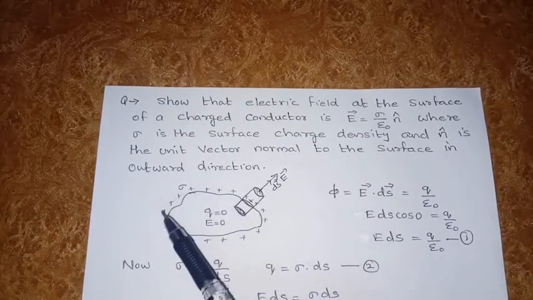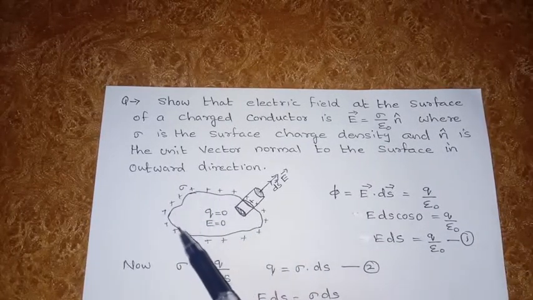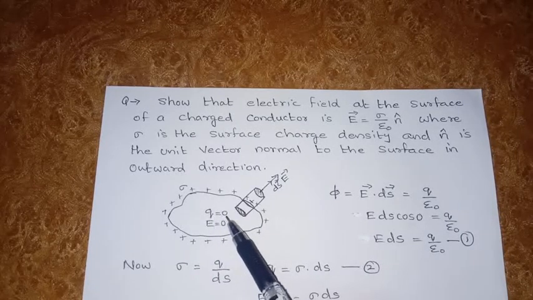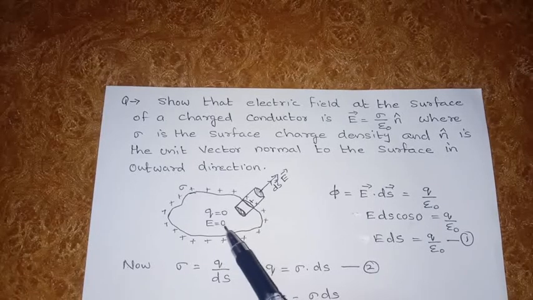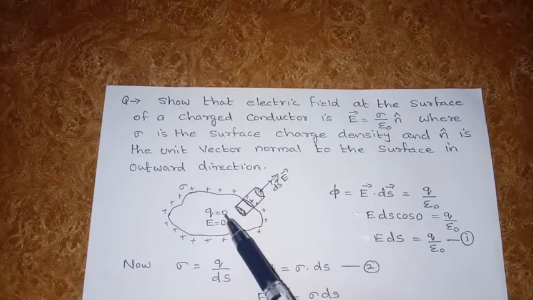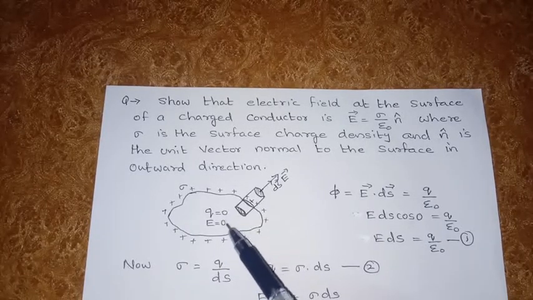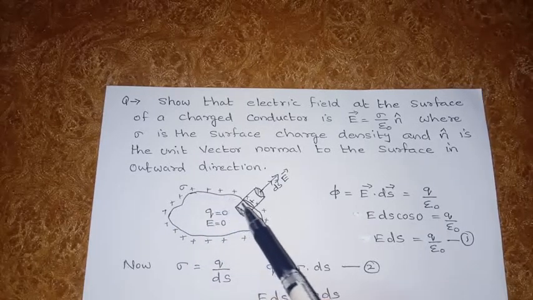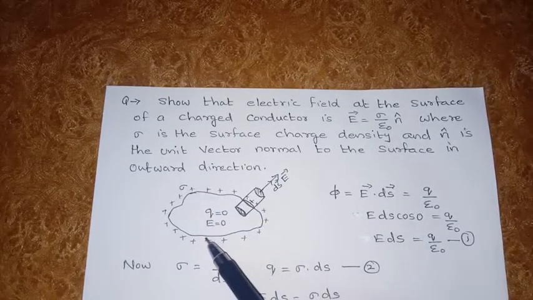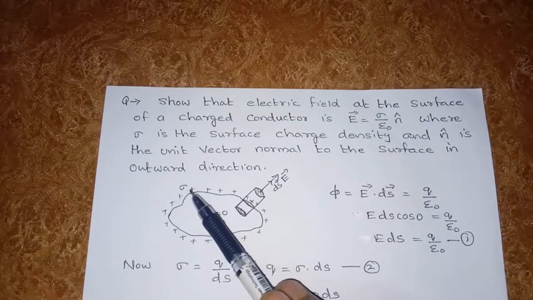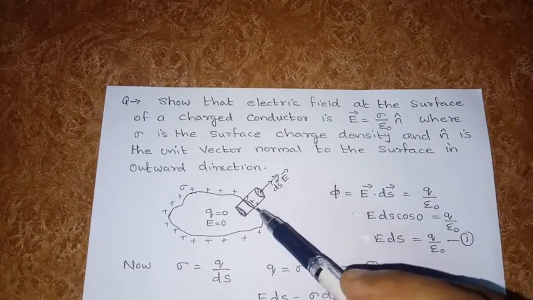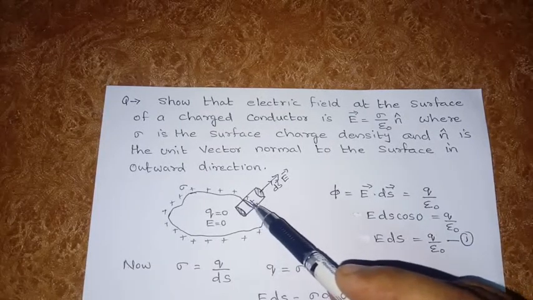So let us consider a charged conductor. Charge inside a conductor will be 0. Therefore, the electric field inside a conductor will be 0. This is one of the specialities of electrostatics of conductors, and a charge given will be uniformly spread on the surface, and given sigma is the surface charge density. So we have to find the electric field on the surface.